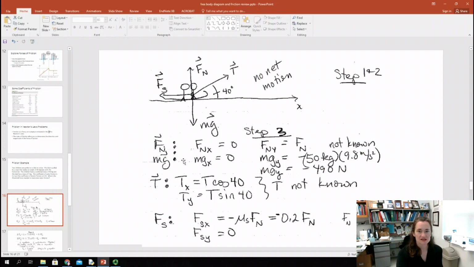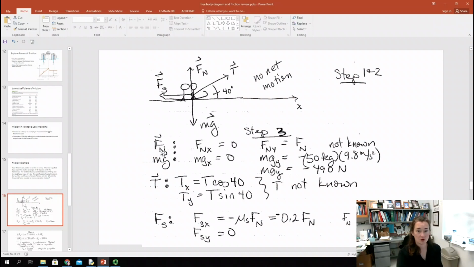Okay, the next step is to take the forces and break them into their component parts. So that's what I've done here. We've got both x and y components in this problem, so it's a little more complicated than my fish in the elevator problem. So I wanted to write out the components of all my forces in the x and the y.